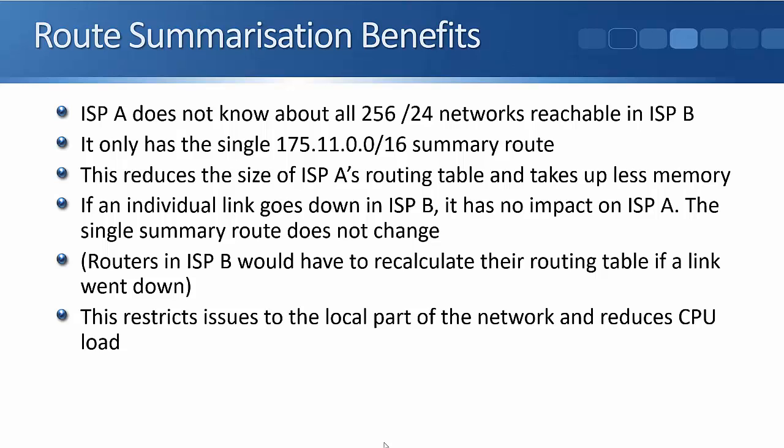And if an individual link goes down in ISP-B, it doesn't have any impact on ISP-A because that one summary route doesn't change. It's going to be different in ISP-B. Whenever one of their routes goes down, the other routers are going to have to recalculate that. But the benefit we get from this is we're compartmentalizing the different parts of our network. And if we've got an issue in part A of the network, it's not going to impact part B of the network. So it makes things a lot more stable and reliable, makes things more logical, which is better for us humans as well, because it makes it easier to troubleshoot them.